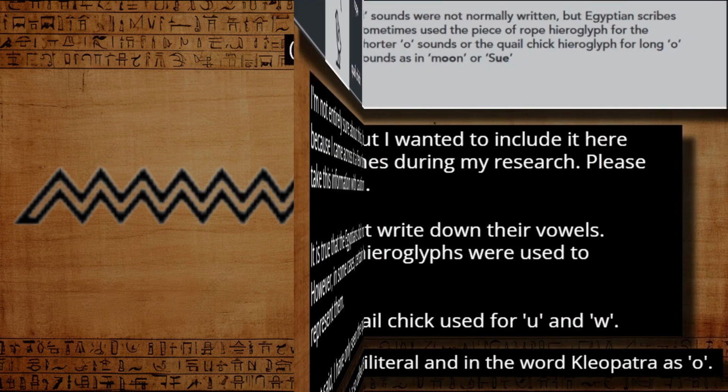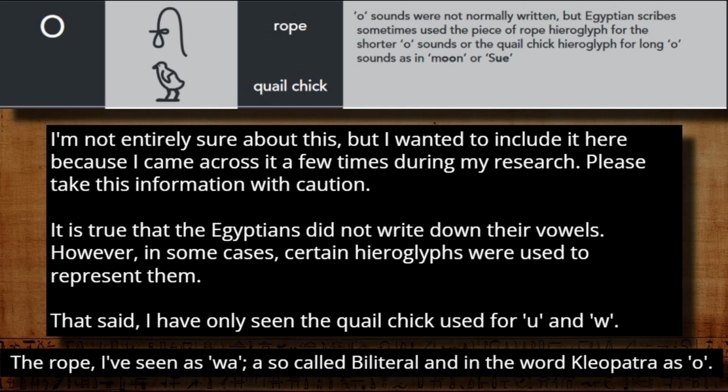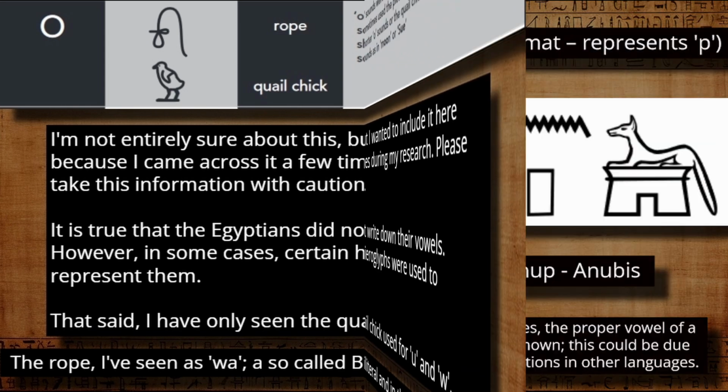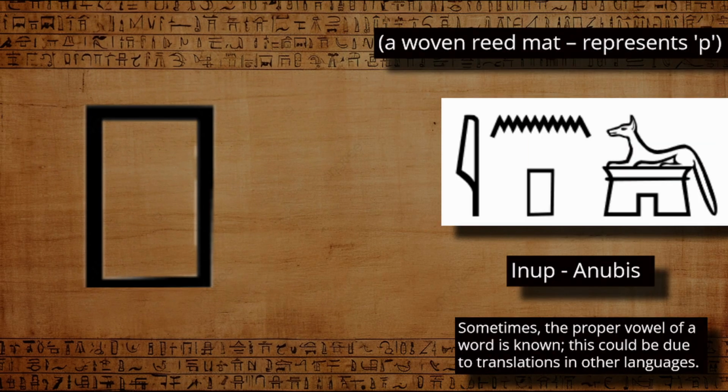So, and here's our rope again. As mentioned, vowels often aren't written, but for a short O, the rope steps in. There's also the quail chick, sometimes seen representing a long O, though I haven't found any example for this one. Lastly, we have the woven reed mat, well, rectangle, which stands for P.